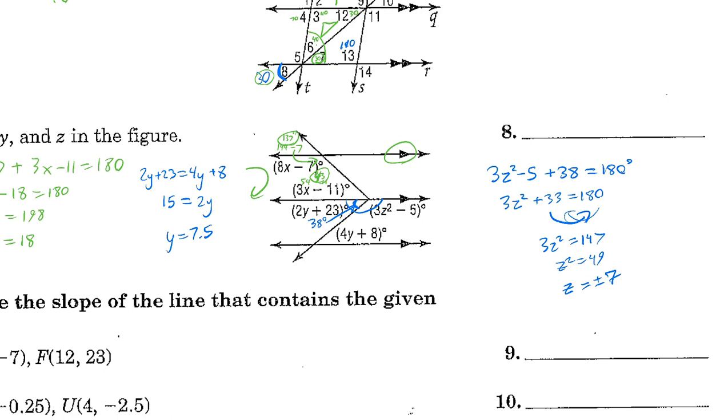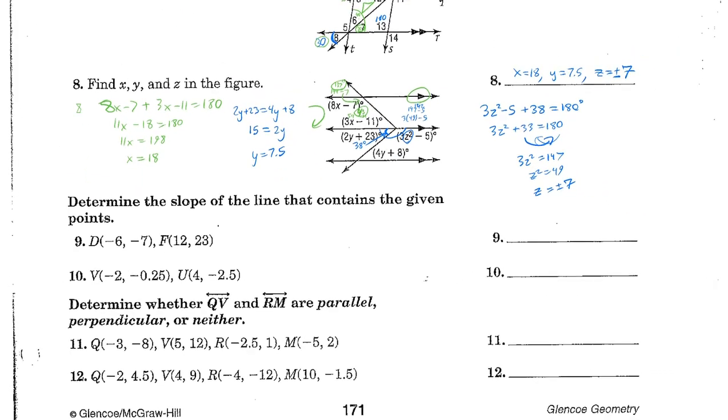Now we go back and check if both of those are valid answers. Let's plug it in. And sure enough, when we plug it in, both positive 7 squared and negative 7 squared give us 3 times 49 minus 5, or 147 minus 5, or 142. And so both of them gave us a valid positive angle. So yeah, there's two answers. So x equals 18, y equals 7.5, and z equals both positive 7 and negative 7. That's what the plus or minus 7 is standing for. Or you could write them separately, 7, negative 7.